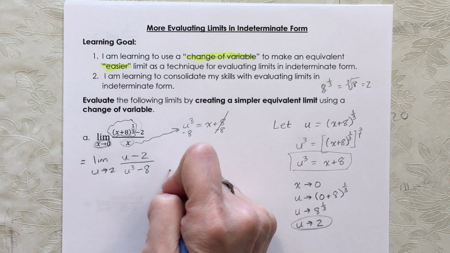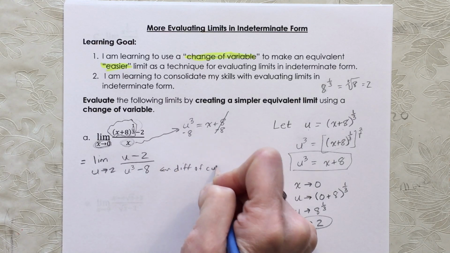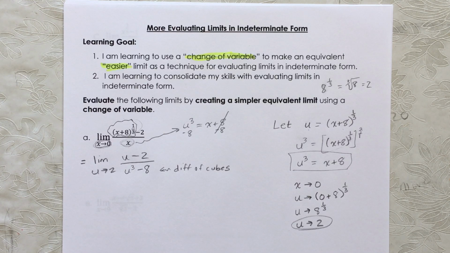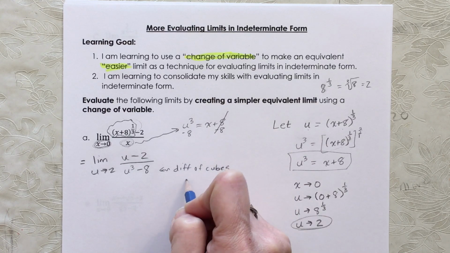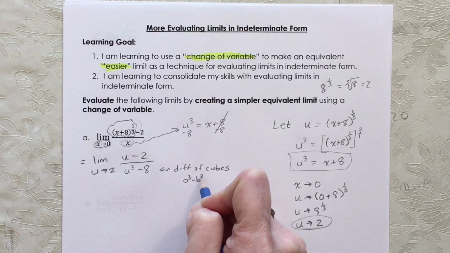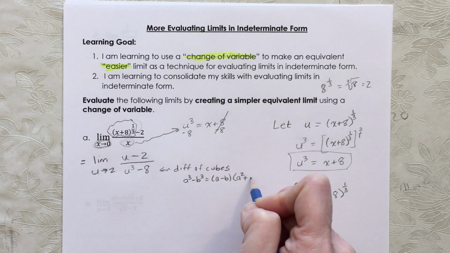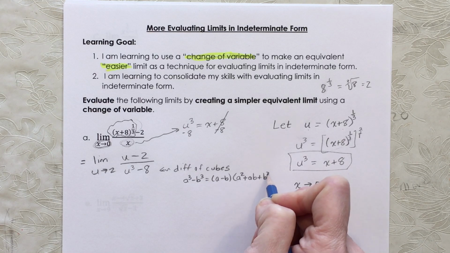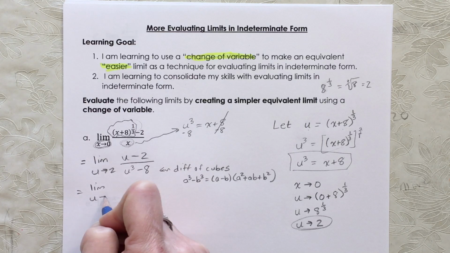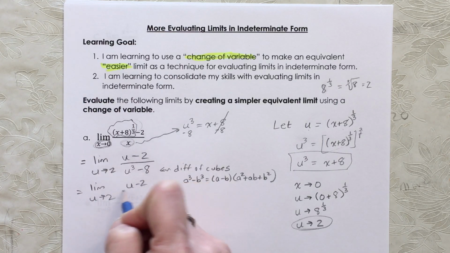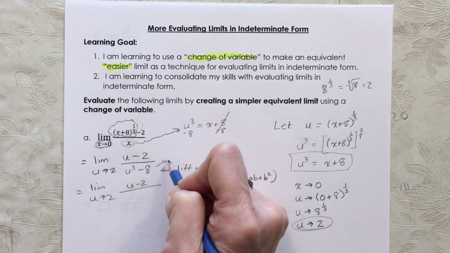And the bottom here is a difference of cubes, which we talked about in our last lesson. If you are forgetting, I'll just remind you: we had a formula that a difference of cubes factors to give us a cubed minus b cubed is (a minus b) times (a squared plus a times b plus b squared). So we're going to factor the denominator using that format. So that's u cubed minus 8. 8 can be thought of as 2 cubed.